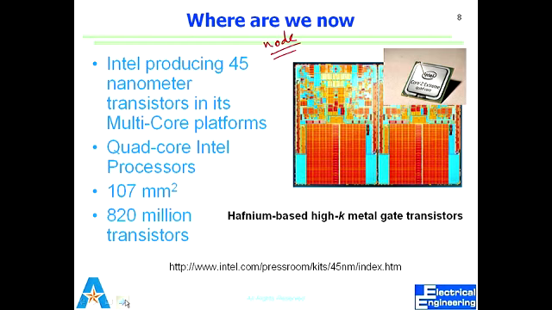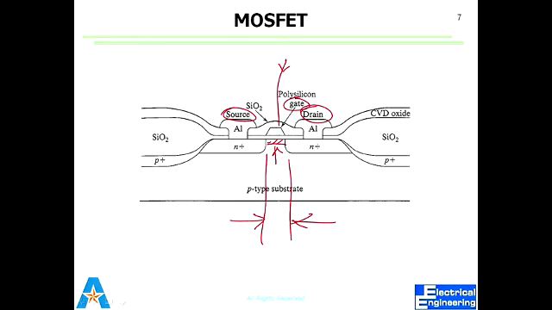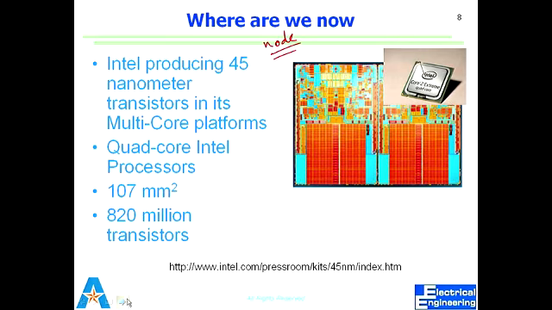When you say high-K gate transistor, it means they are using, instead of silicon dioxide here, some other material which has high K, which is called dielectric constant. It has a high dielectric constant, and we'll see the reasons why you want to do that. Right? Any questions on this simple transistor diagram?